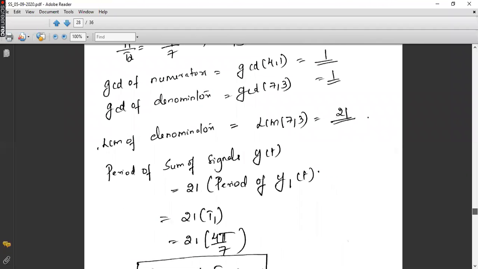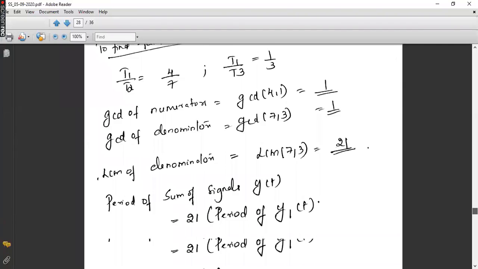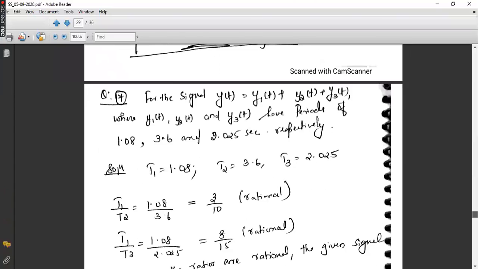Now take down this. So you are just finding the LCM of the denominators, multiplying that LCM with the time period of the reference signal, whatever you have taken. Ultimately, you find the fundamental time period.